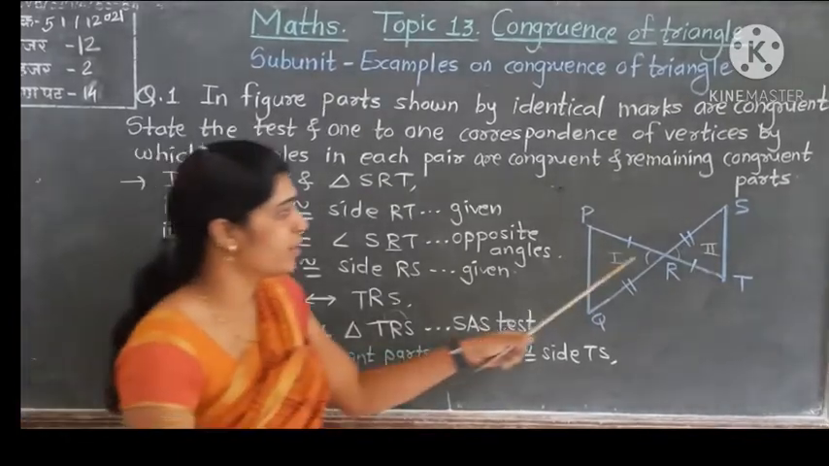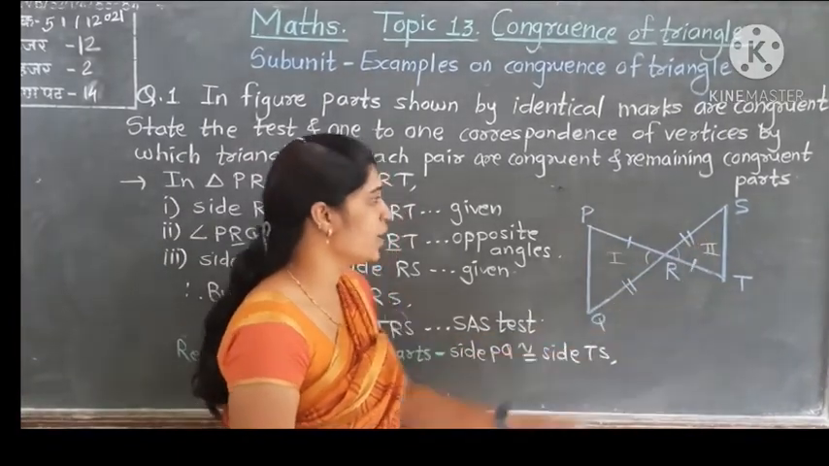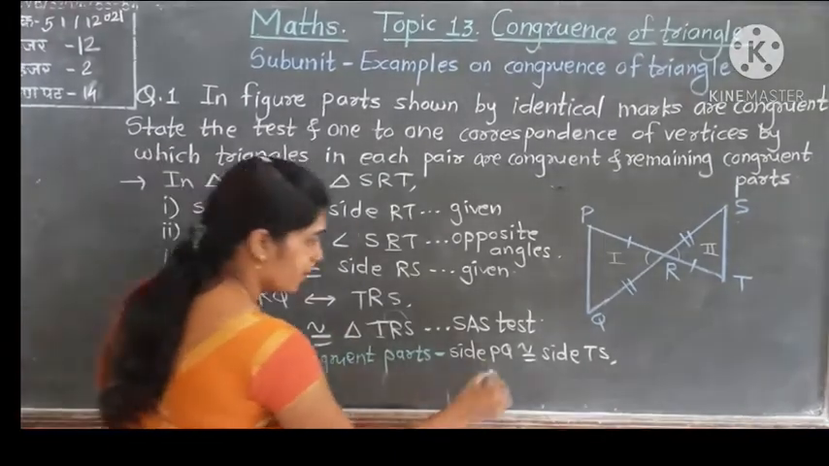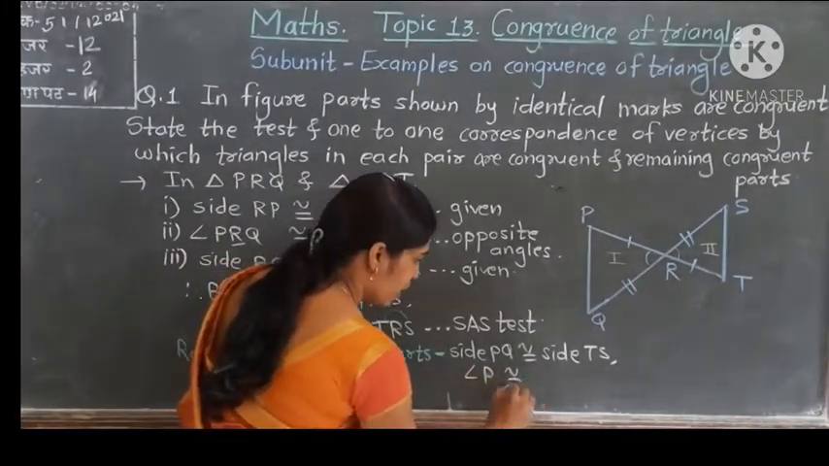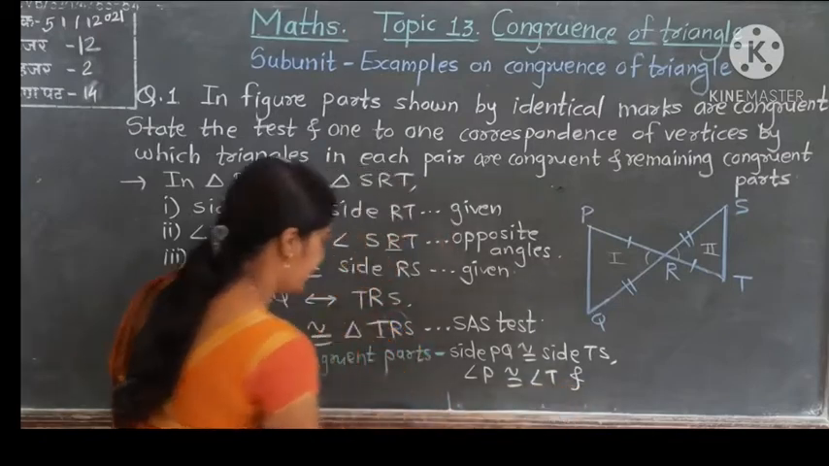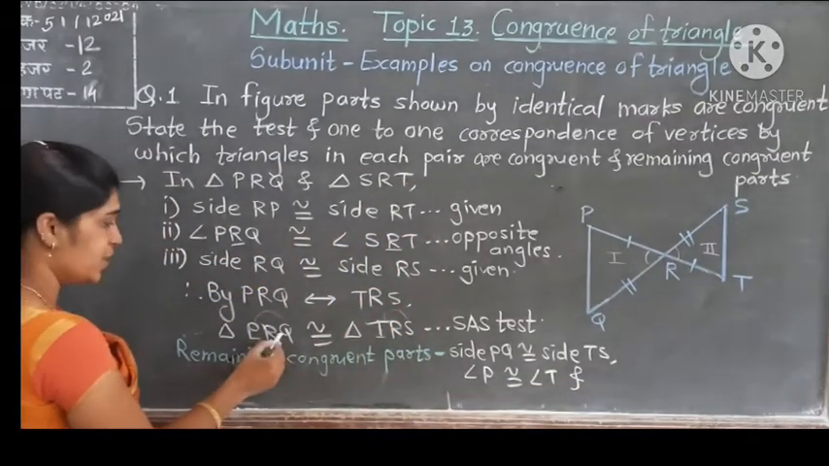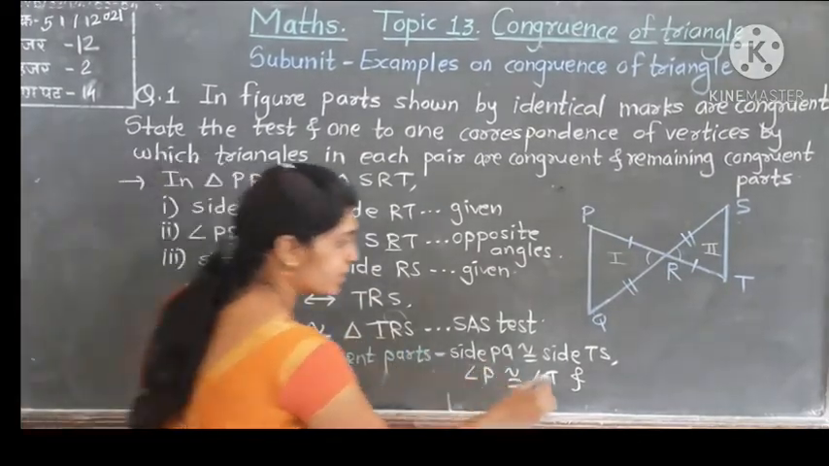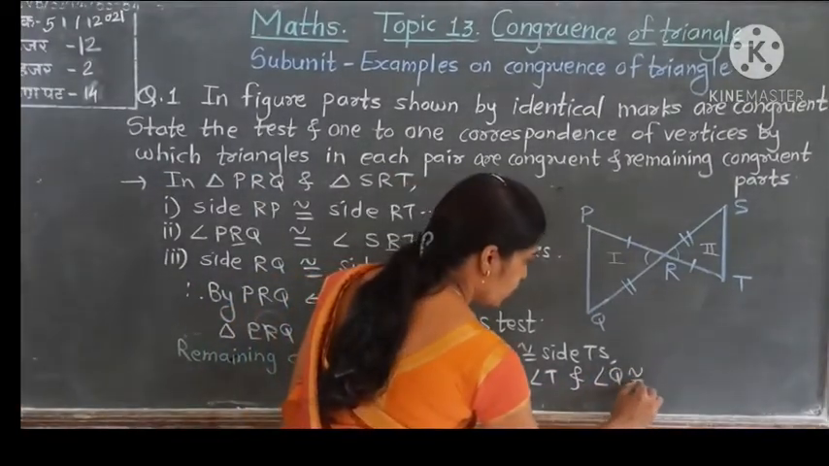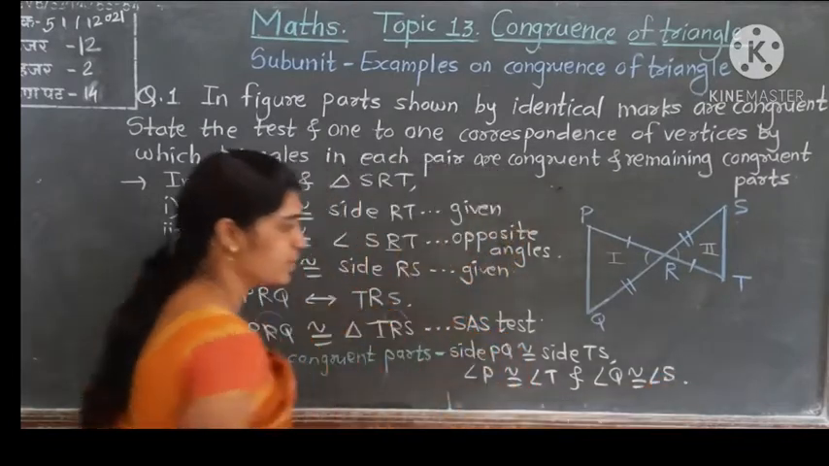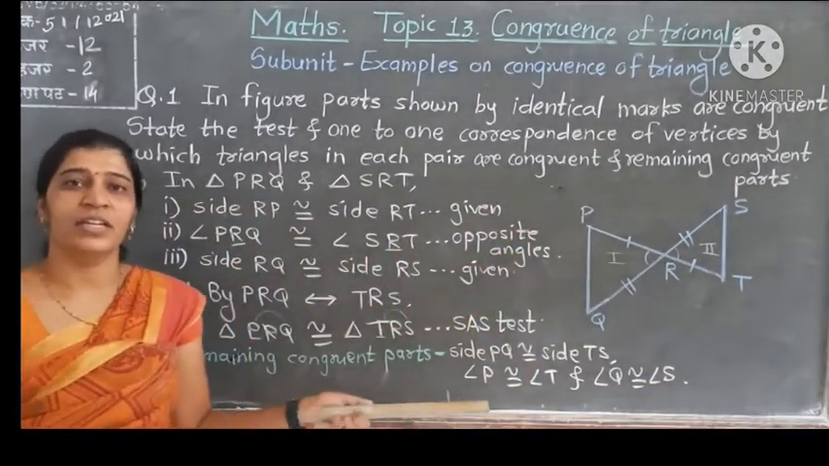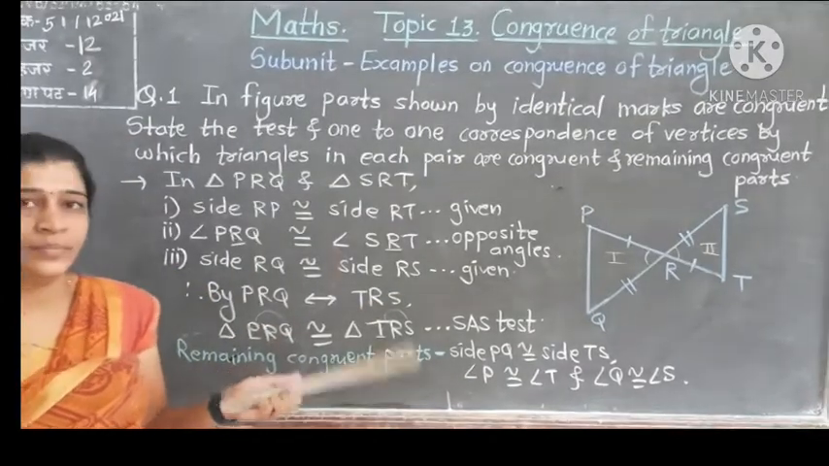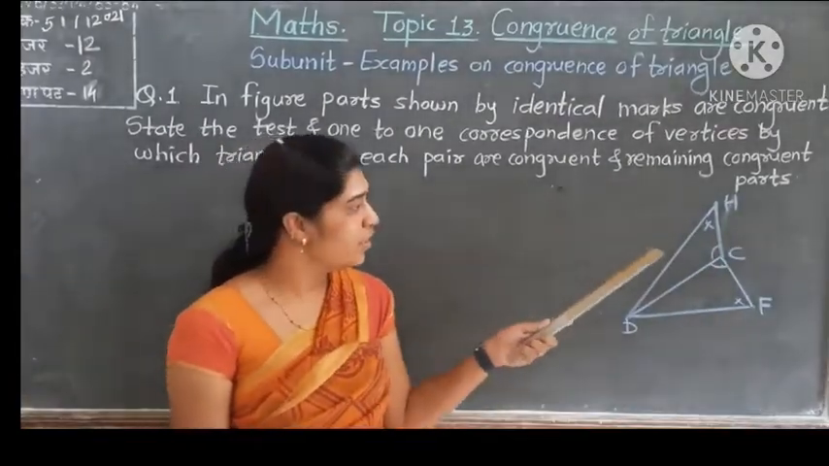And which angle remains? Angle R is done. Which remains? P corresponds to T. Angle P congruent angle T. And which angle remains? Angle R is done here. Q corresponds to S. Angle Q congruent angle S. So these are the remaining parts of that triangle. Okay, understand? Now see the third figure.